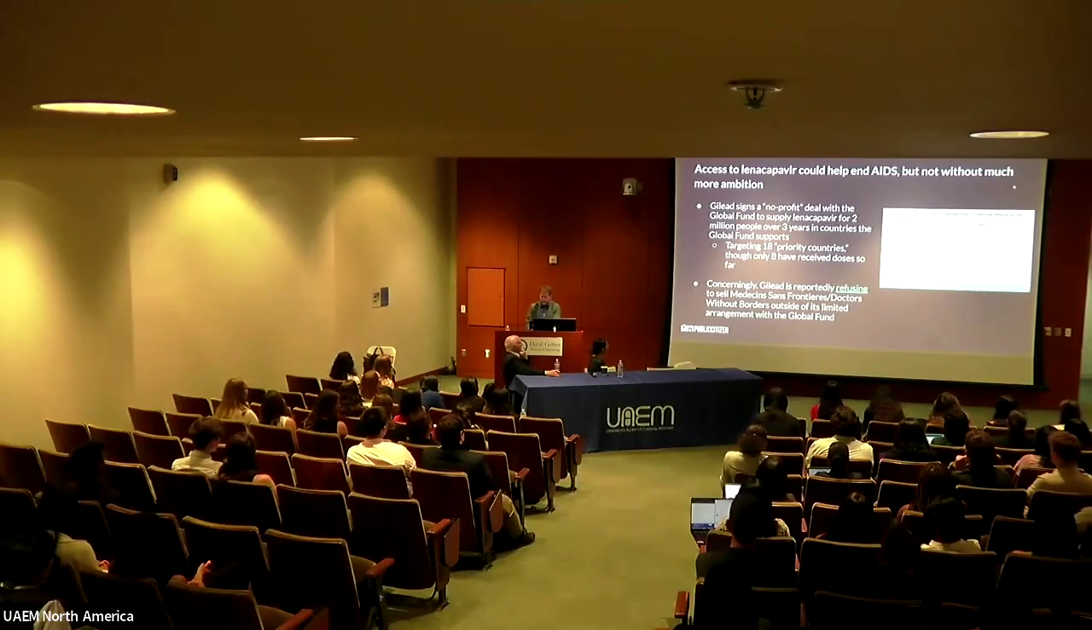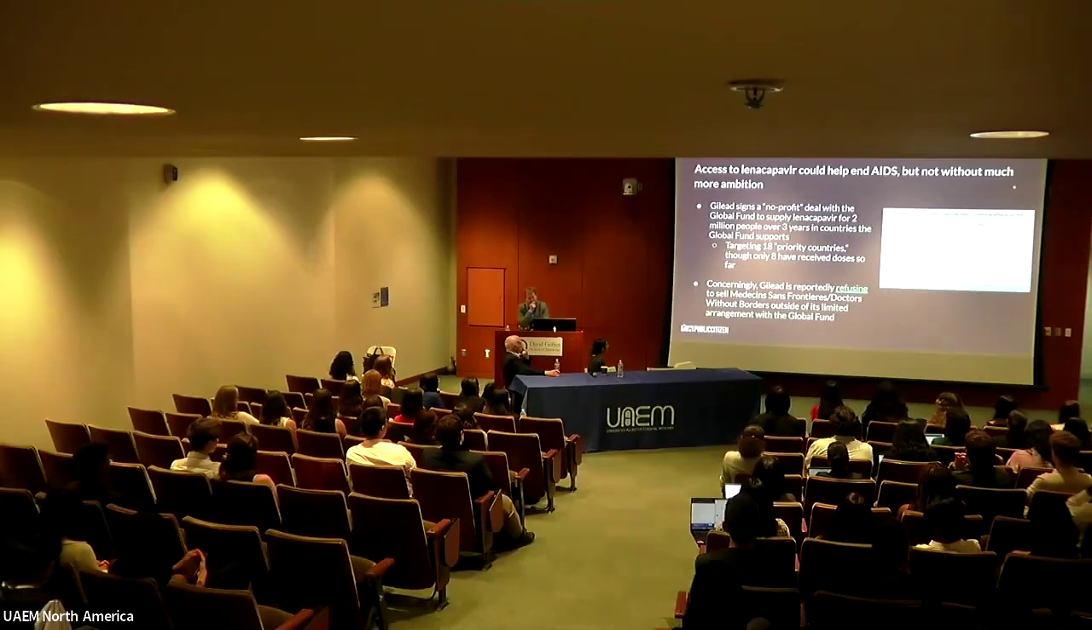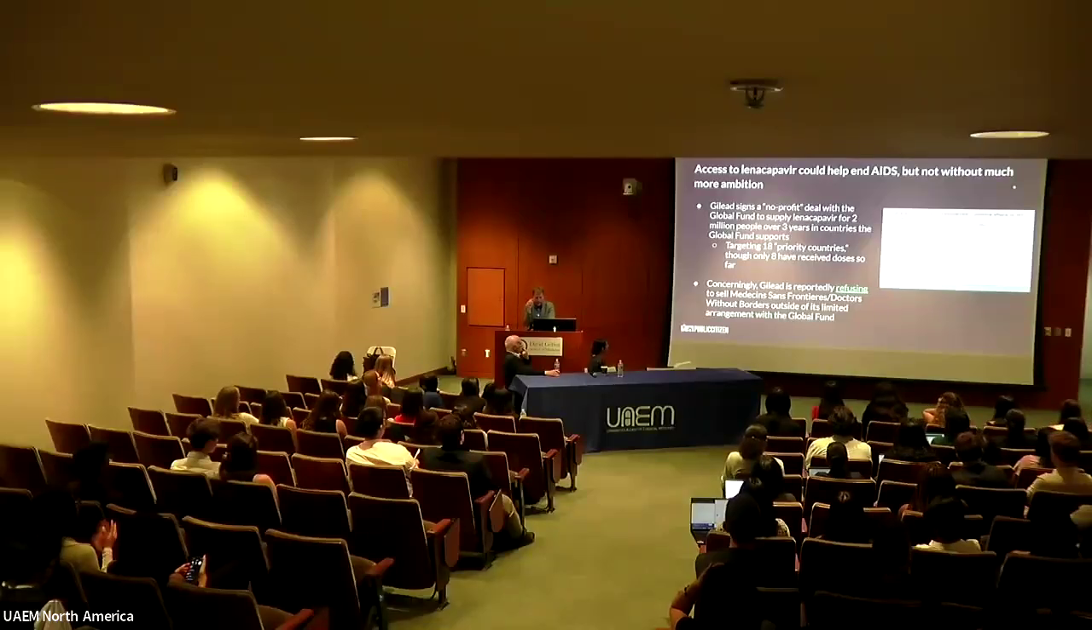So Oliver referenced this primary deal right now to get lenacapavir to low and middle income countries, capped at 2 million people for the next several years. I want to talk about 3 challenges to the kind of rollout that we need. These slides are going to focus on Gilead a bit, but we have more problems than that, right?